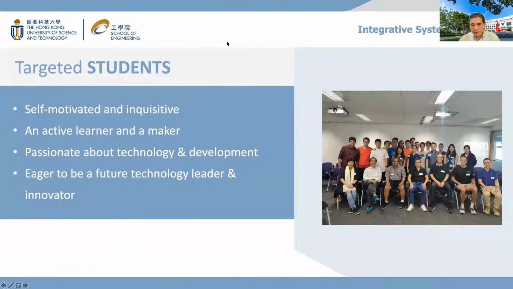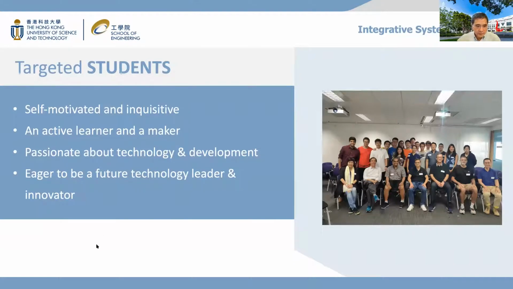Now this summarizes what we offer in the curriculum and what kind of courses you will take when you come here. We target students who are not very traditional. If you're used to the traditional mode of taking lectures and exams after a course, a lot of our courses are more practical and hands-on. You need to come out with a prototype, learn the technologies, and apply your knowledge to working on a problem. We want students to be self-motivated and inquisitive, eager to learn many different things, an active learner and a maker who does hands-on work. They should also be passionate about technology and developments, and eager to be future technology leaders and innovators. This is the type of student we're looking for.